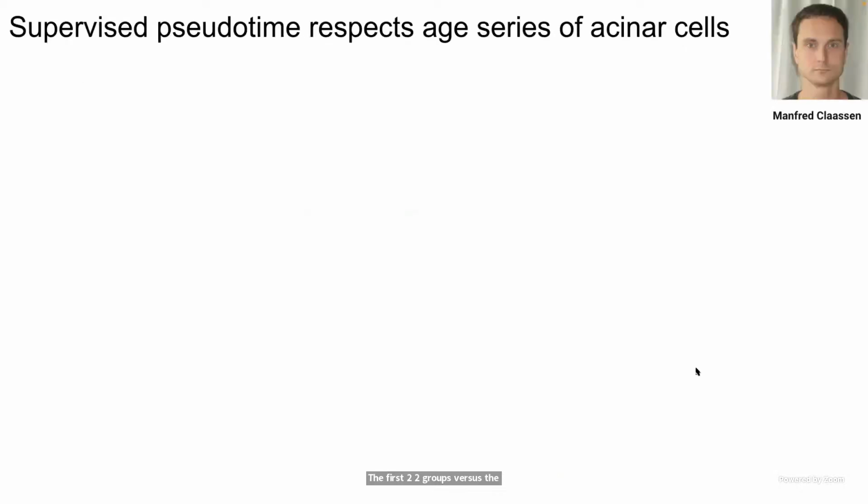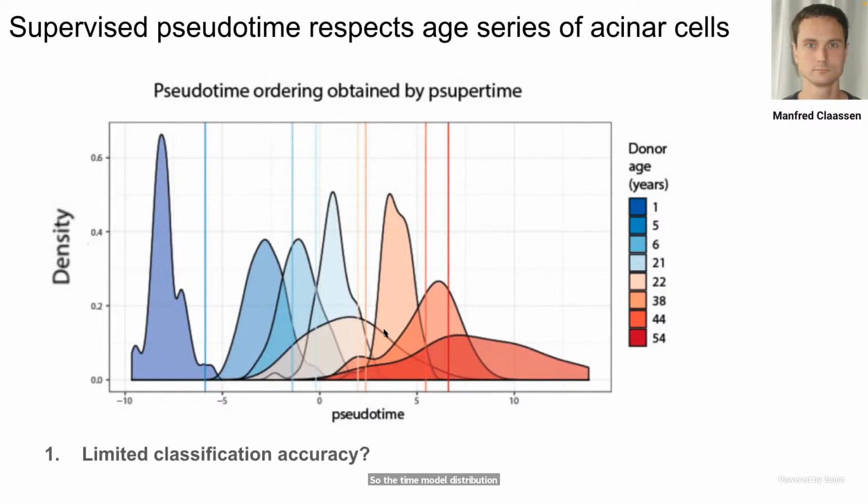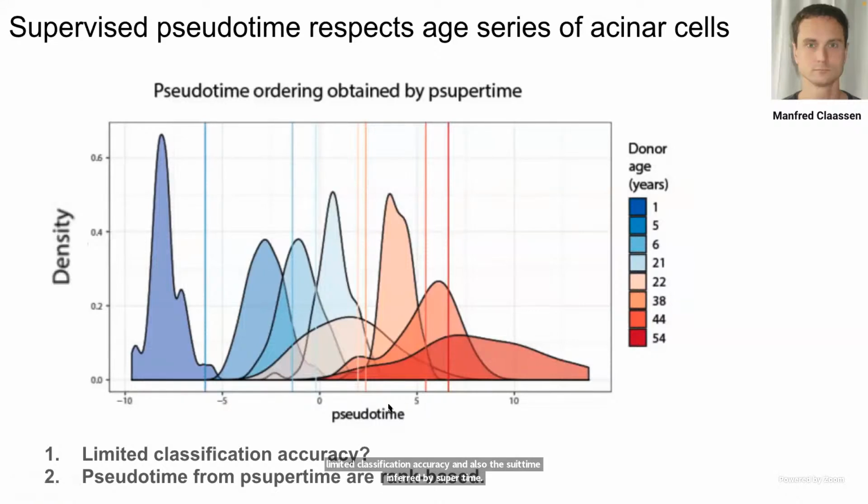However, when applied to the same data set, although the performance is much improved compared with PCA and Monocle, we still see a lot of overlap in this pseudotime mode distribution. We were motivated by this limited classification accuracy, and also the pseudotime inferred by Supertime is rank-based. You see the range of the pseudotime on the x-axis is from -10 to 15, which doesn't quite reflect the true donor ages.